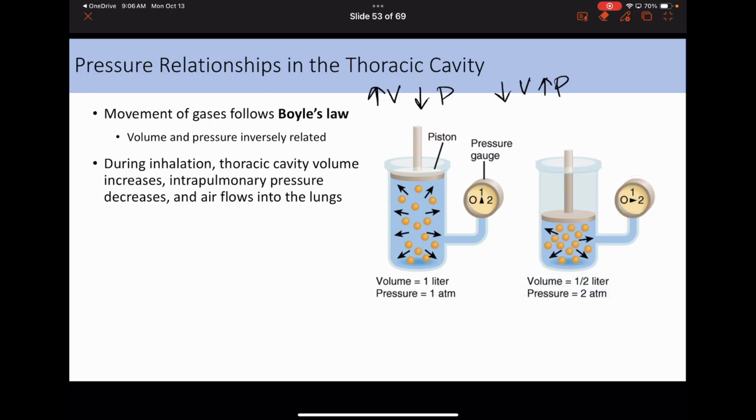When you have a lower pressure, you'll notice all these little air molecules are very close to each other, bouncing off the walls and bouncing off each other at a very fast rate. That is going to create high pressure.